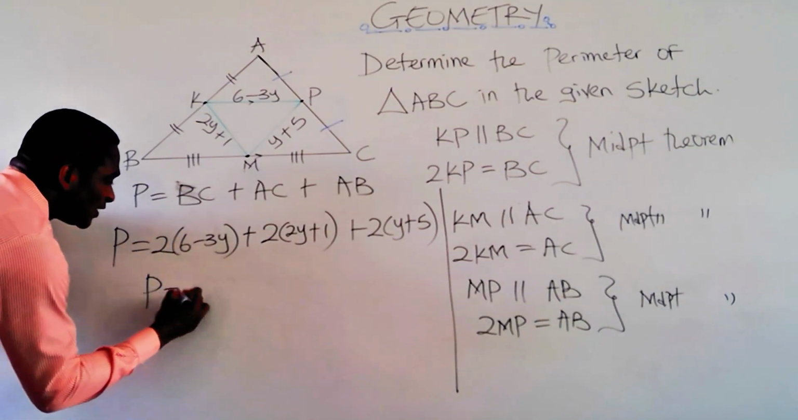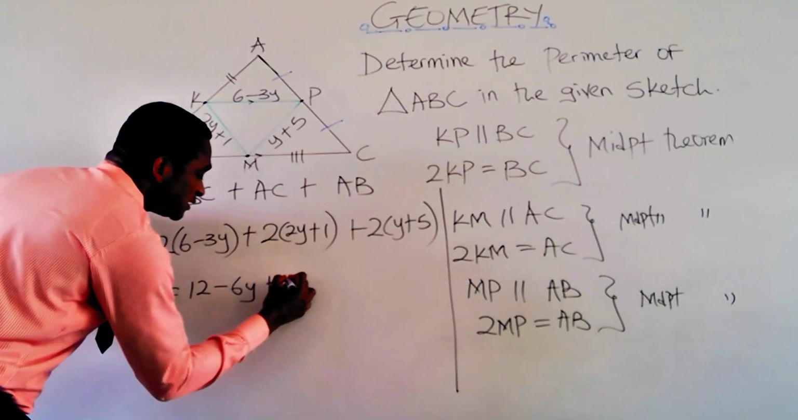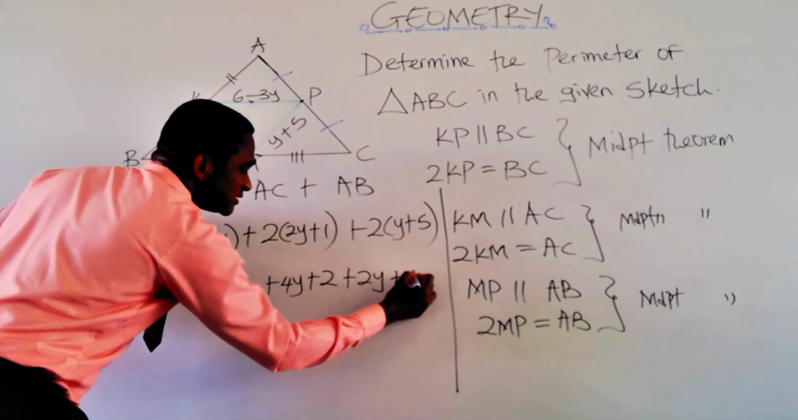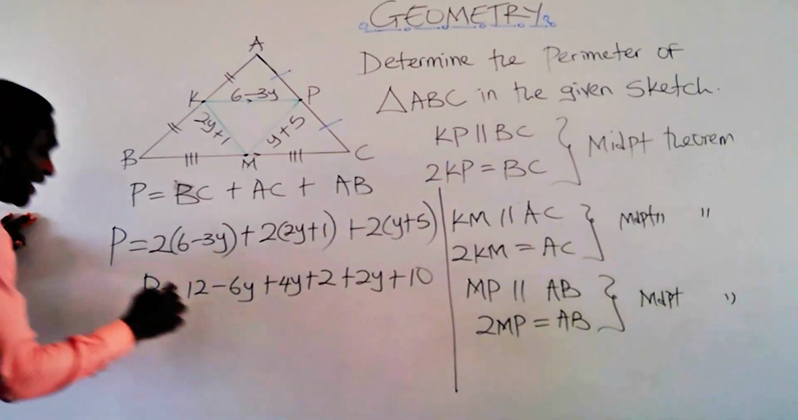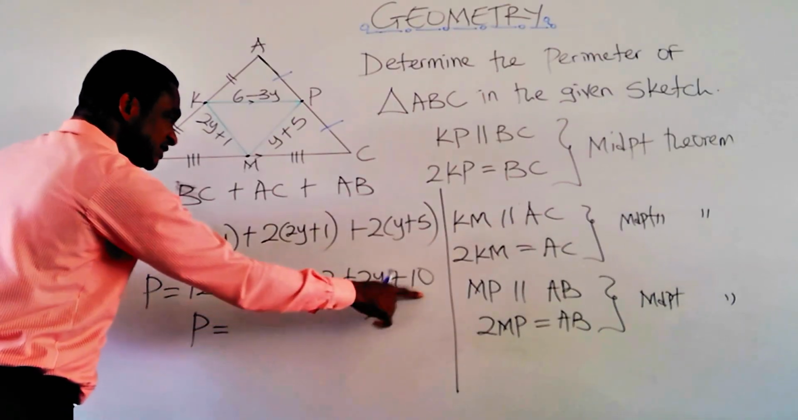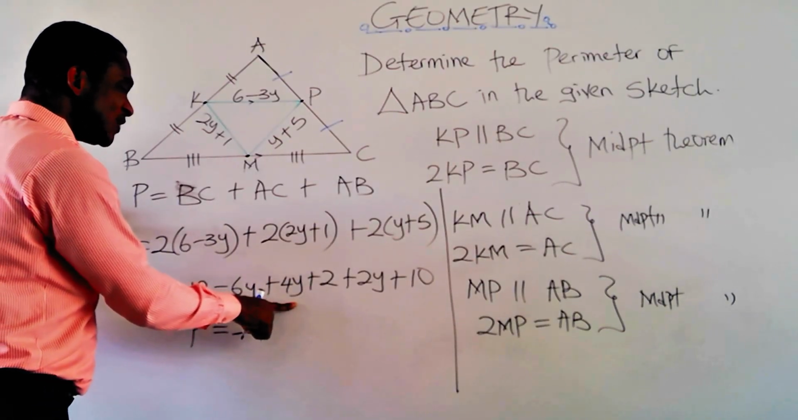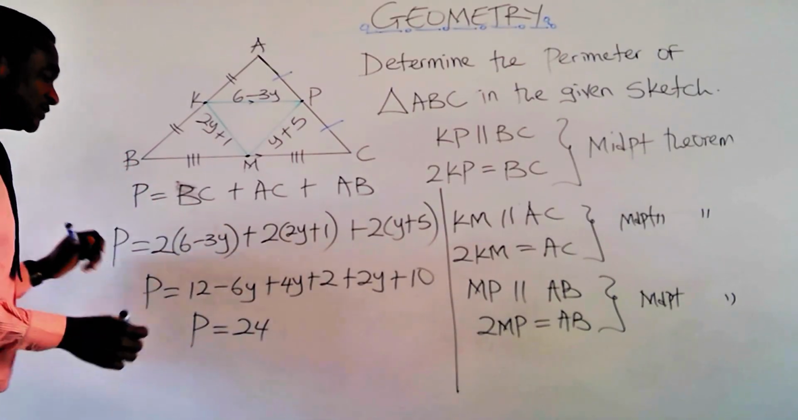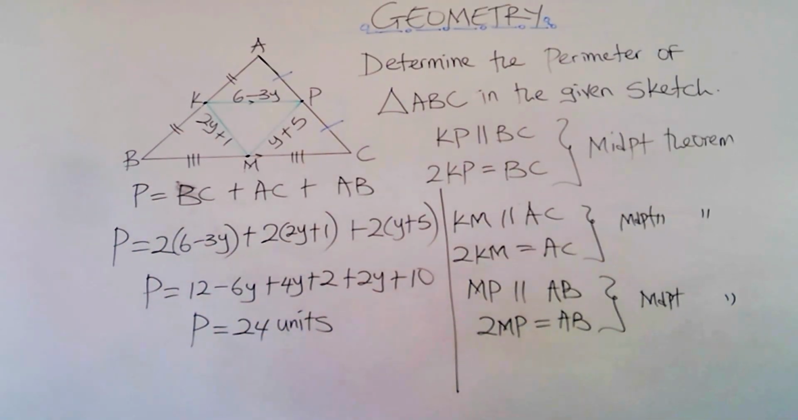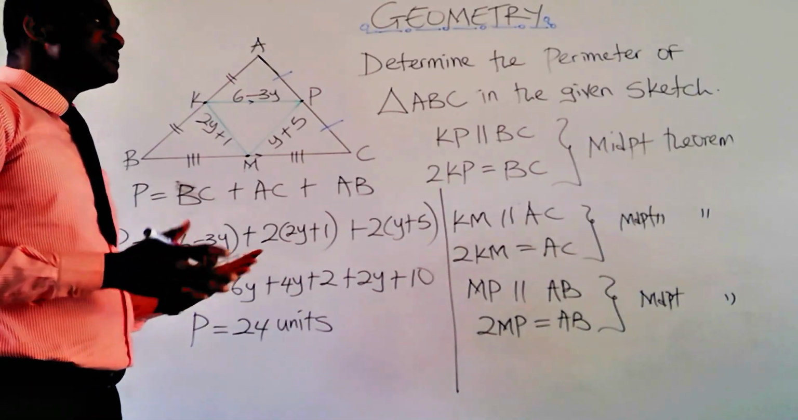So let's simplify. I have 2 times 6 is 12, minus 6y, plus 4y, plus 2, plus 2y, plus 10. Then if we collect like terms, our perimeter will be 12 plus 2 is 14, plus 10 is 24. Minus 6y plus 4y is minus 2y, plus 2y is gone. So the perimeter of the given shape is 24 units.